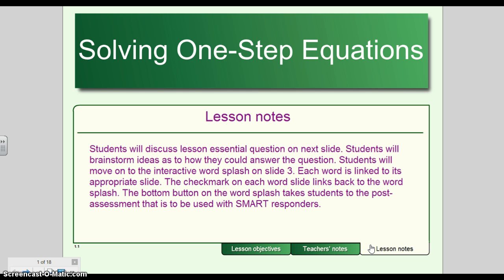For lesson notes, it gives a brief review of what this lesson will entail. Students will discuss the lesson essential question on the next slide. Students will brainstorm ideas as to how they could answer the question. Students will move to the interactive word splash on slide 3. Each word is linked to its appropriate slide. The check mark on each word slide links back to the word splash. The bottom button on the word splash takes students to the post assessment that is to be used with the SMART responders.